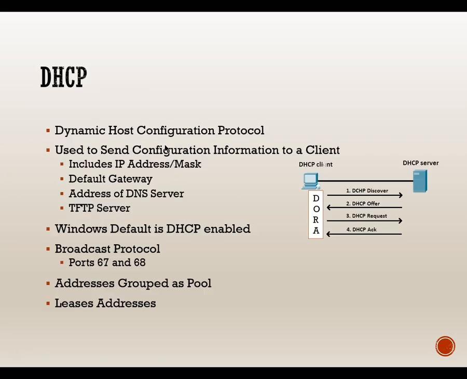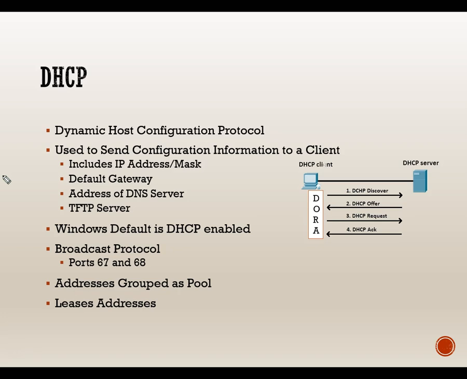The next thing that we want to talk about is DHCP, the Dynamic Host Configuration Protocol. It's used to send configuration information to our clients. By default, most clients, Linux I believe is, and I know Microsoft by default are DHCP enabled, automatic IP addresses, which means that it's going to ask a service to send it an IP address and other configurations that go along with it.